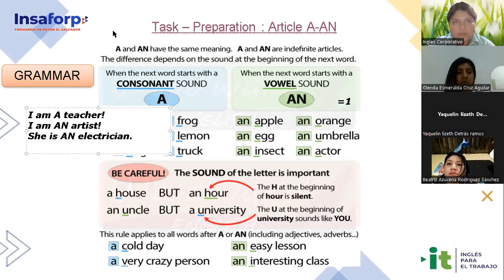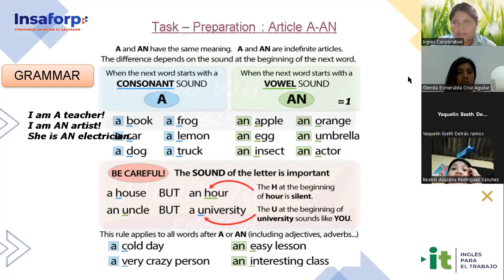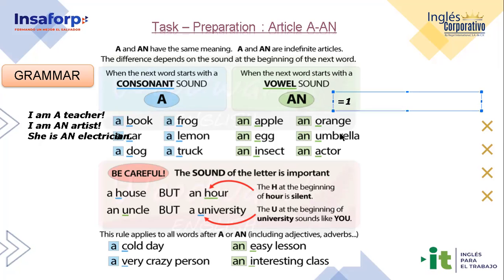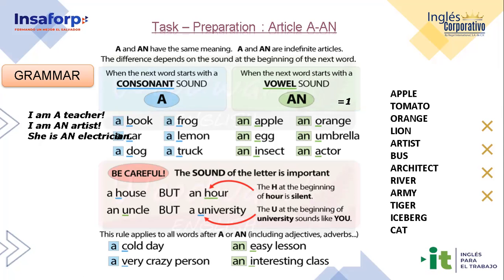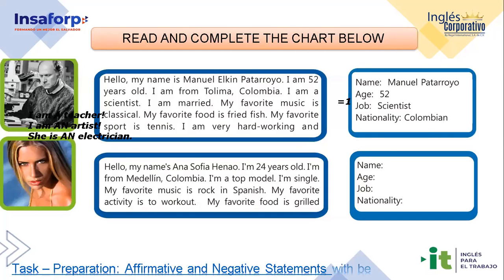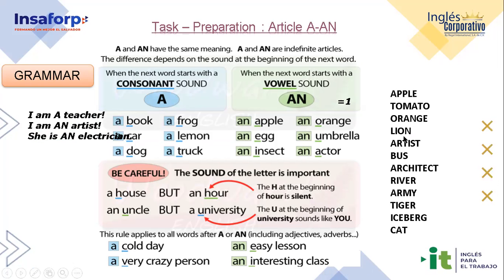Okay, let's see. So now, let's try to complete this exercise. Okay, so you have a task. Now, try to help me completing this list. You have a list of nouns, and you have to place the correct article. For example, the first one: A or AN? An apple. Okay, so it's an apple. How about this one?